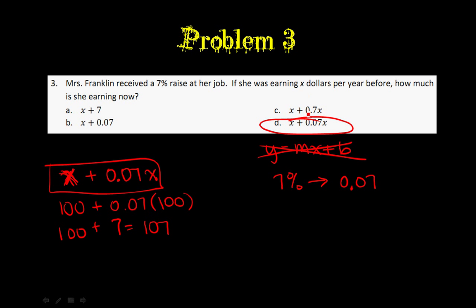C, you can kind of rule it out, is wrong because they didn't do the percent correctly. A, also they didn't do the percent correctly. And B, if that were the answer, then she would only be making $100.07 an hour, which is not enough. You have to multiply it. Percents always have to be multiplied by something.